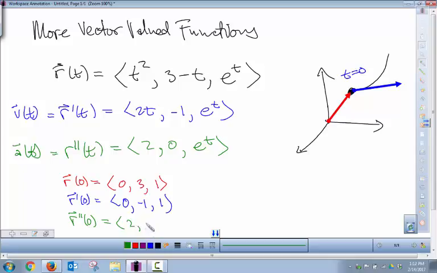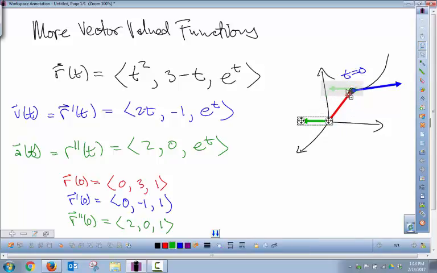And then if we find the second derivative, and then put that 0 value into the second derivative, then we would get a third vector that would give us our acceleration at that particular point. So 2, 0, 1. So I'm going to say maybe it looks like that, and so your acceleration vector would make a little bit more sense if it was actually on the point that we're looking at.